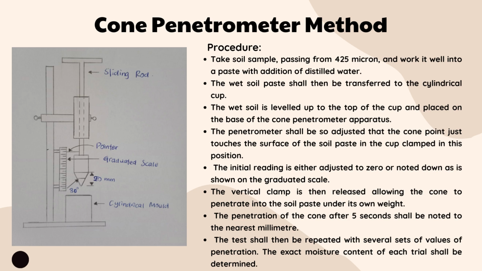The initial reading is either adjusted to 0 or noted down as shown on the graduated scale. The vertical clamp is then released, allowing the cone to penetrate into the soil paste under its own weight. The penetration of the cone after 5 seconds shall be noted to the nearest millimeter. The test shall then be repeated with several sets of values of penetration. The exact moisture content of each trial shall be determined.